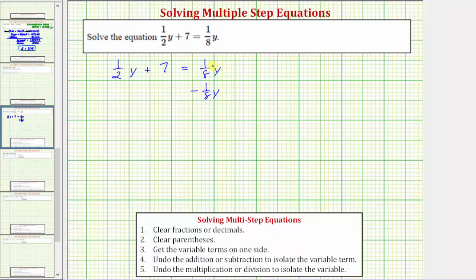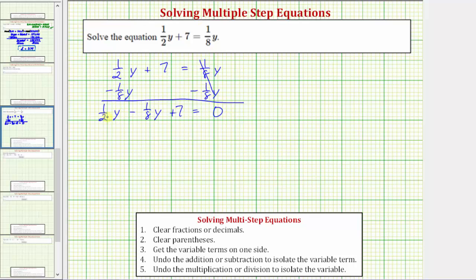And whatever operation we perform to one side of the equation, we must perform on the other side to maintain equality. And now let's simplify both sides of the equation. On the left side of the equation, we do not have a common denominator yet, so we cannot subtract the y terms yet. Let's just write this as 1/2 y minus 1/8 y, and we still have plus 7. On the right side, we have 1/8 y minus 1/8 y, which equals 0.